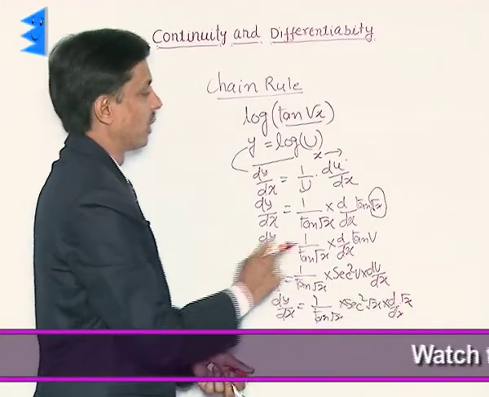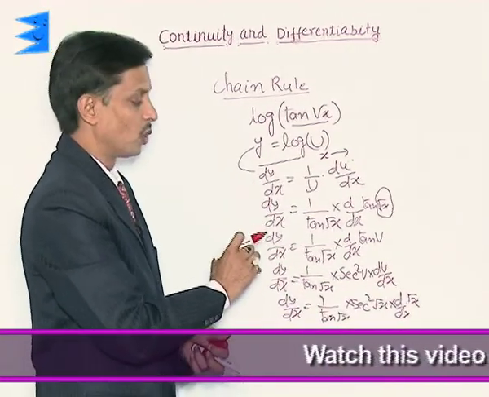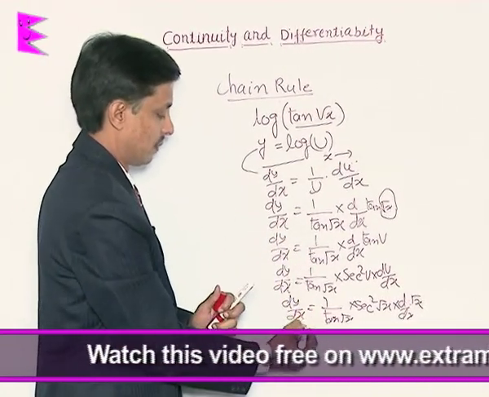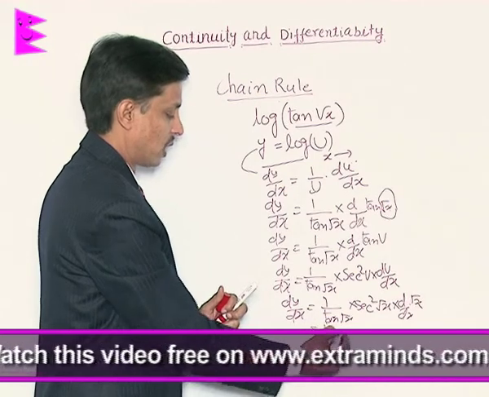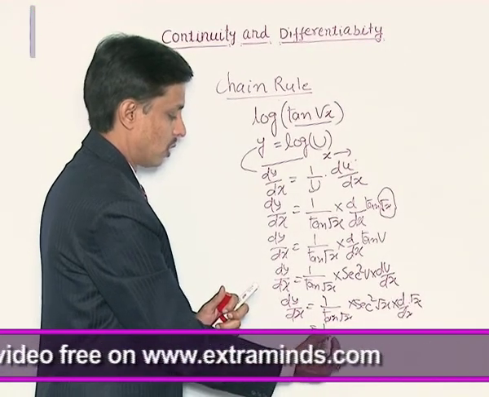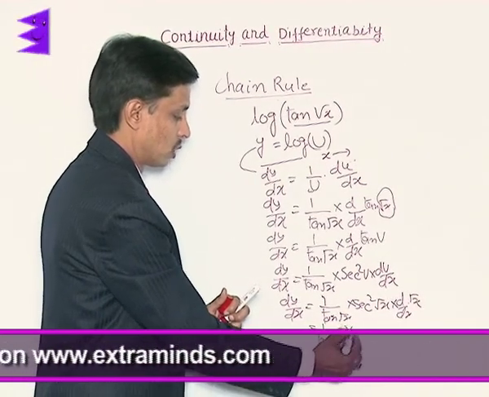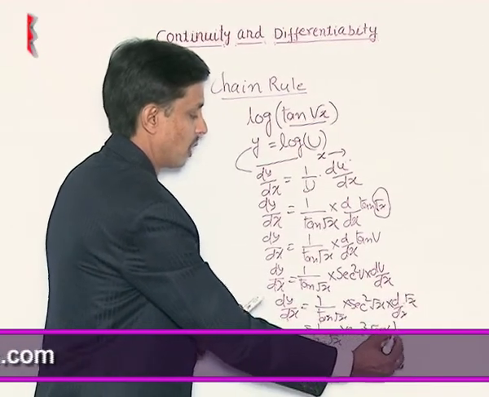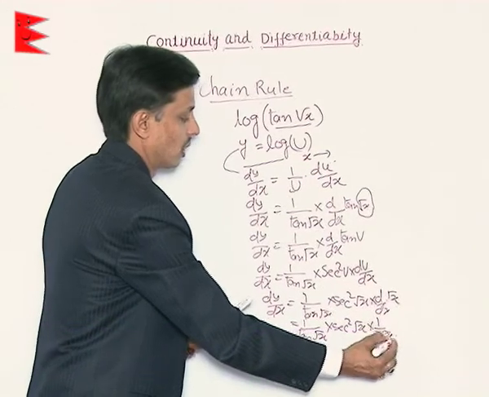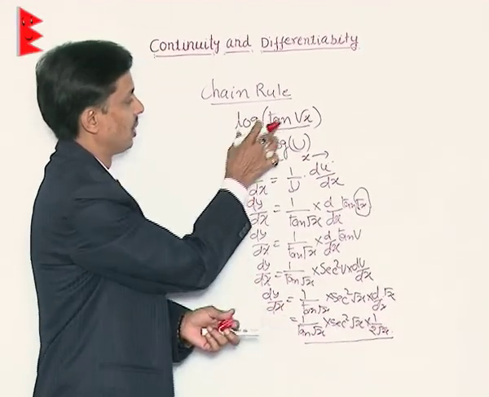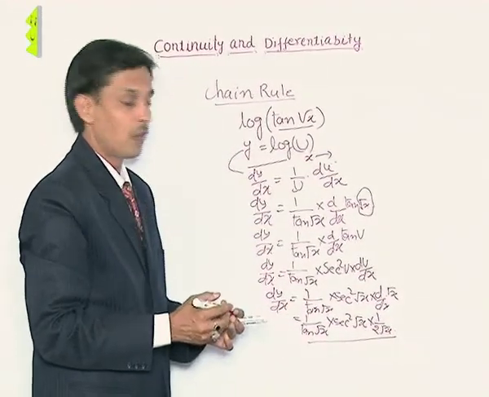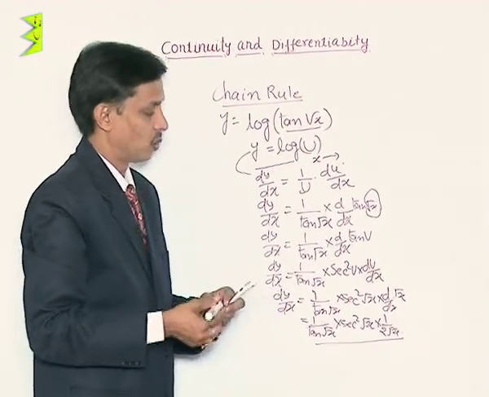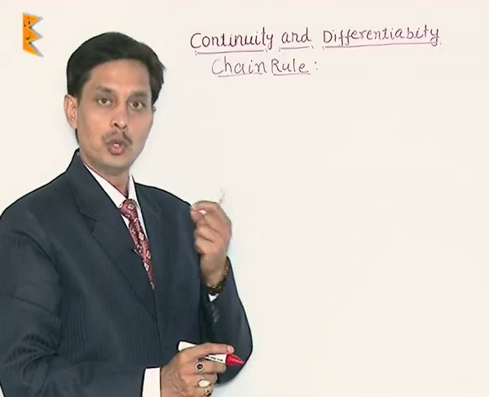The derivative of root x, we know, is 1 upon 2 root x, because it is x to the power half. So the final answer of dy by dx is 1 upon tan of root x times sec square of root x into 1 upon 2 root x. This is the answer by using the chain rule for the problem y equals log of tan root x.